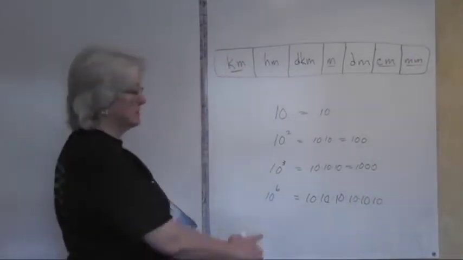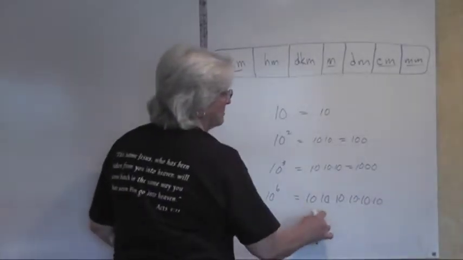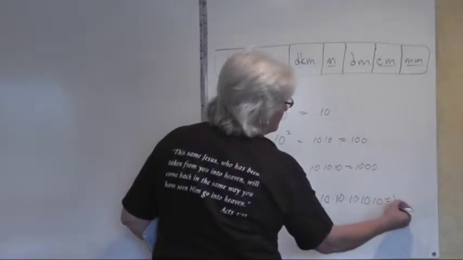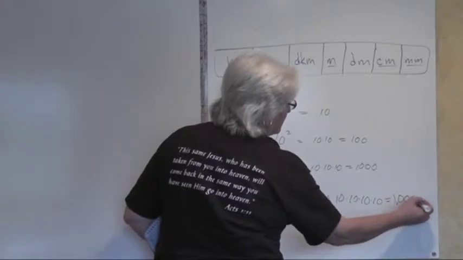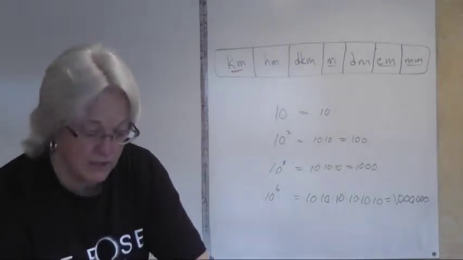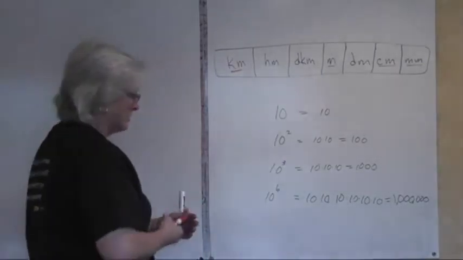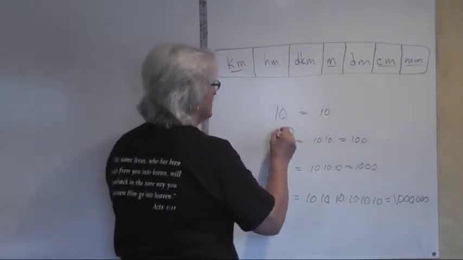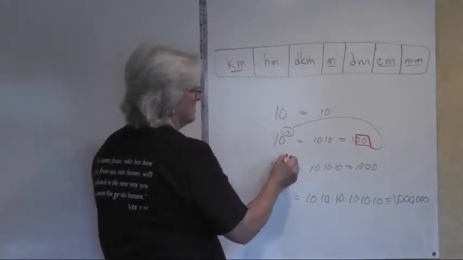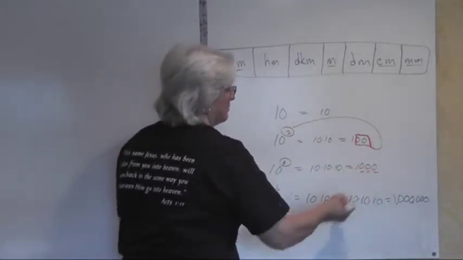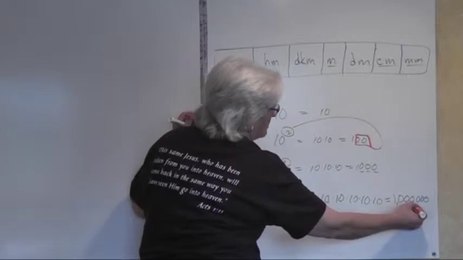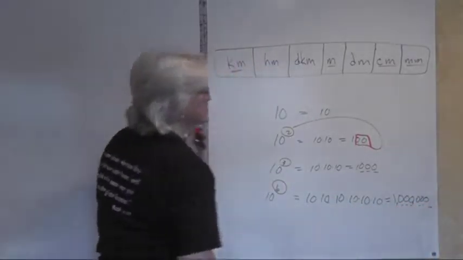And you see why we like to say 10 to the sixth power instead of writing all of this out. 1, 2, 3, 4, 5, 6 zeros is equal to 1 million. And you see this neat pattern right here that is very beneficial for you to learn. 10 to the second power has 2 zeros. 10 to the third has 1, 2, 3 zeros. 10 to the sixth has, exactly right, 1, 2, 3, 4, 5, 6 zeros.